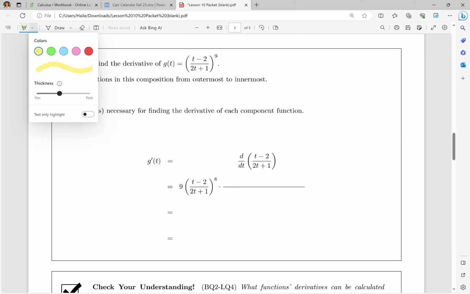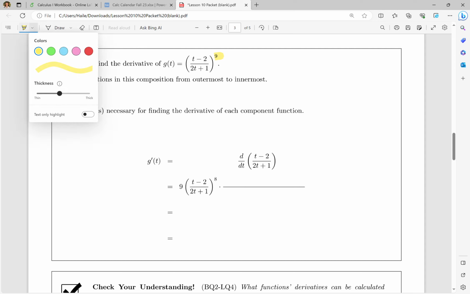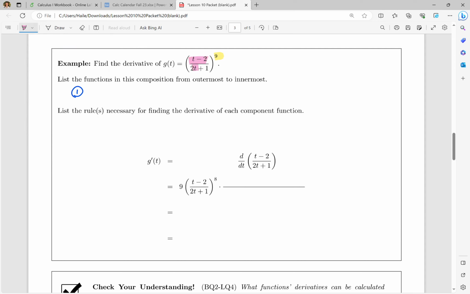let's test the highlighter again. So we sort of have this exponent on the outside, and then we have this quotient on the inside, okay? So I'm going to write that as t to the 9th is my outside function, and (t minus 2) over (2t plus 1) is the next thing in, and I think that's all we have here.